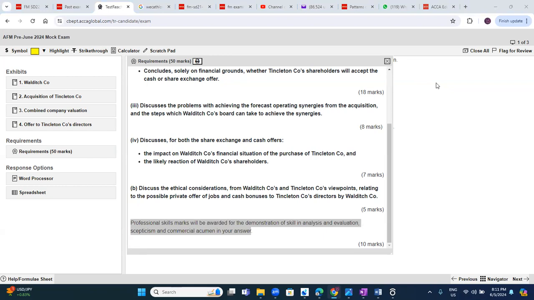It is not missing on purpose. There are 5 marks for communication in the first question. And by the way, for your knowledge, communication skill will not be tested in question number 2 and 3. Communication skill will only be tested in question number 1 for the report writing. So professional marks will be awarded for communication, analysis, skepticism, and commercial acumen. Okay.